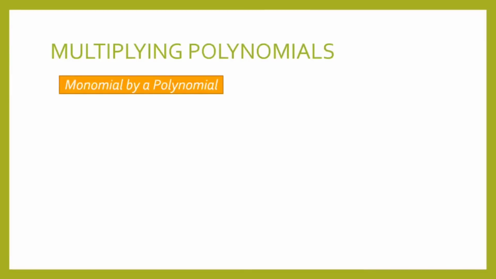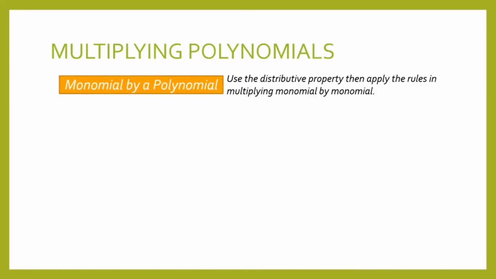This time, we move on to multiplying a monomial by a polynomial. So it is important that we have mastered multiplying a monomial by a monomial for us to be able to answer the next examples. So it says there, use the distributive property, then apply the rules in multiplying monomial by monomial. Here is an example.